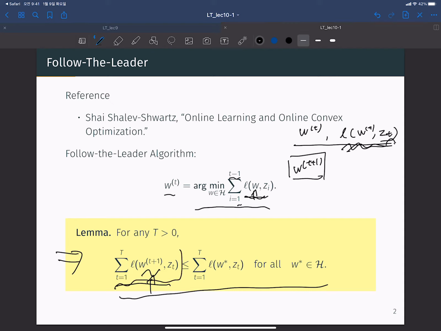Then this sum of loss values might be very nice, even much better than any fixed algorithm. So this lemma is about this statement. When we play w_{t+1} at time t, the cumulative loss from time 1 to capital T is less than or equal to the sum of loss for any fixed hypothesis w star.